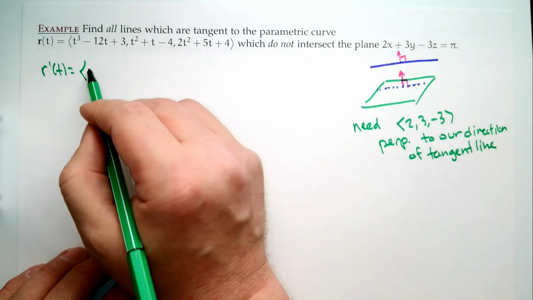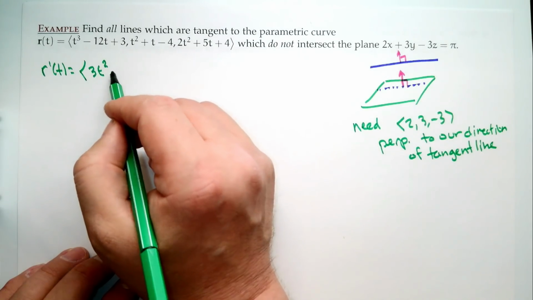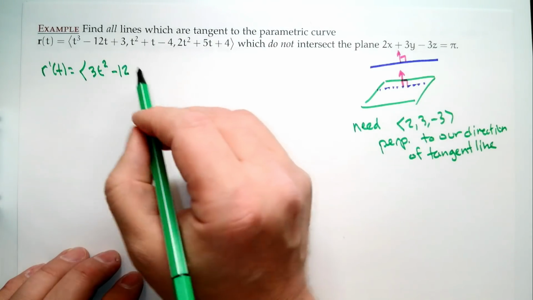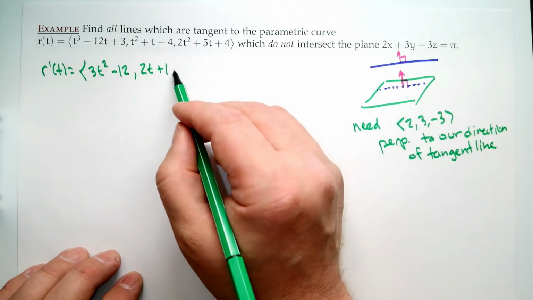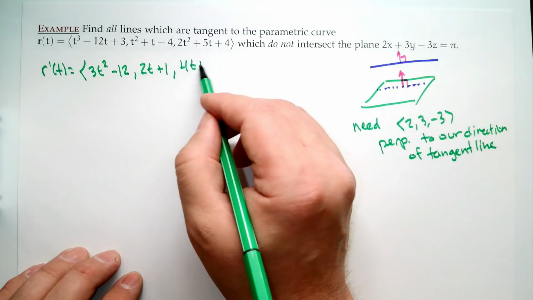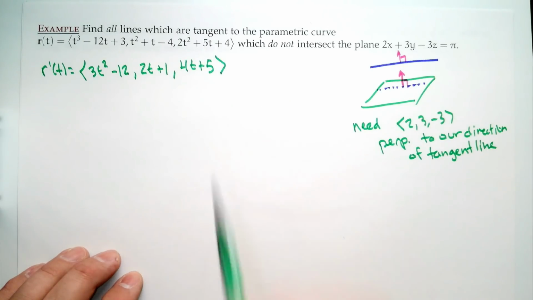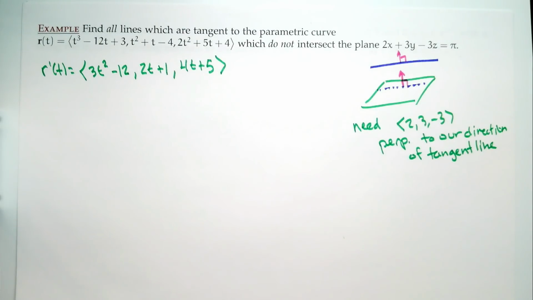So what is that? 3t squared minus 12, and the 3 goes away. 2t plus 1, the minus 4 goes away, and 4t plus 5. All right, so that's our velocity, excuse me, that's our tangent direction, though velocity is often how we think about it. But that gives us our direction for any given value of t.